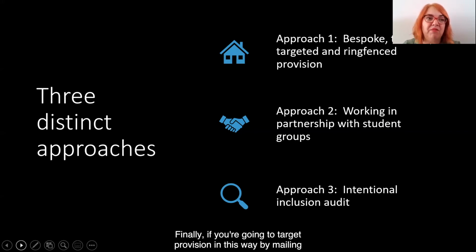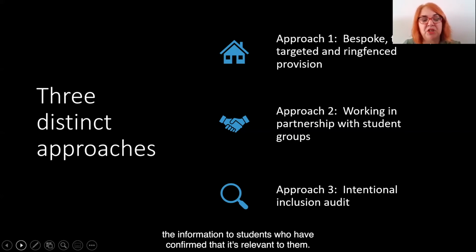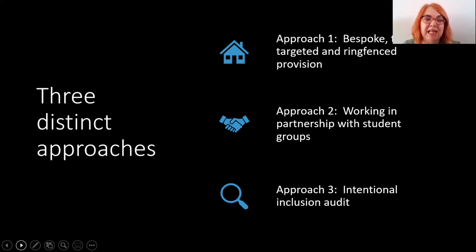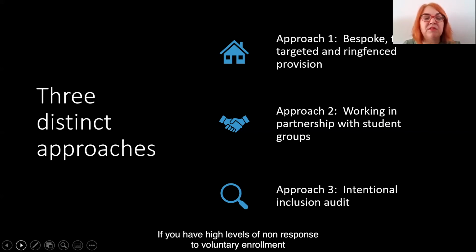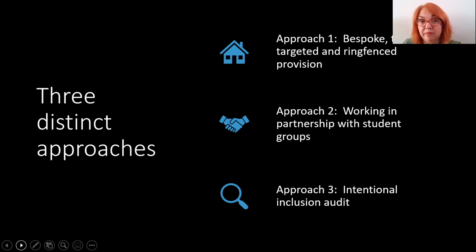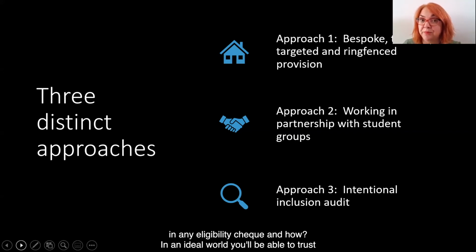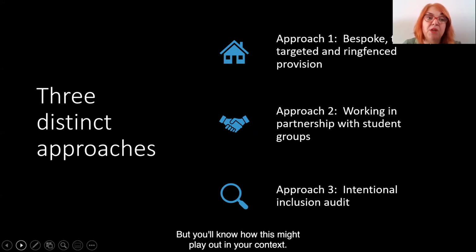Finally, if you're going to target provision in this way by mailing the information to students who've confirmed that it's relevant to them, your data needs to be watertight. If you have high levels of non-response to voluntary enrolment questions about their ethnicity, their gender identity, or sexual orientation, you probably need to also advertise to all, in which case, are you going to build in any eligibility check, and how? In an ideal world, you'll be able to trust a student self-identifying as a potential beneficiary, but you'll know how this might play out in your context.